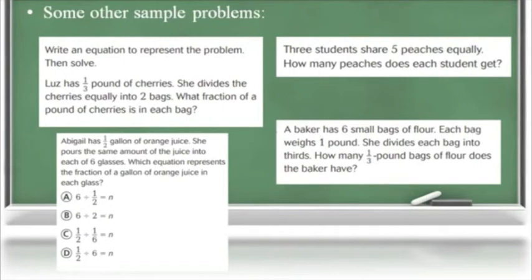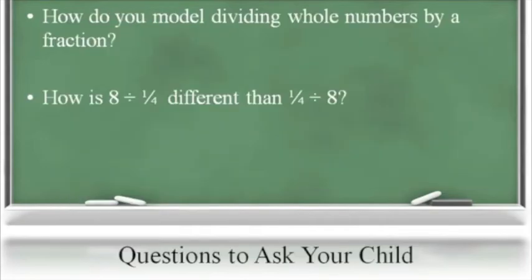Here's some example of problems your students may be asked to solve as they progress through this unit in their Go Math text. Some questions that you may want to ask your child to help build their understanding as they go through this unit are: how do you model dividing whole numbers by a fraction? How is 8 split into groups of a fourth different than 1/4 split into 8 equal groups?